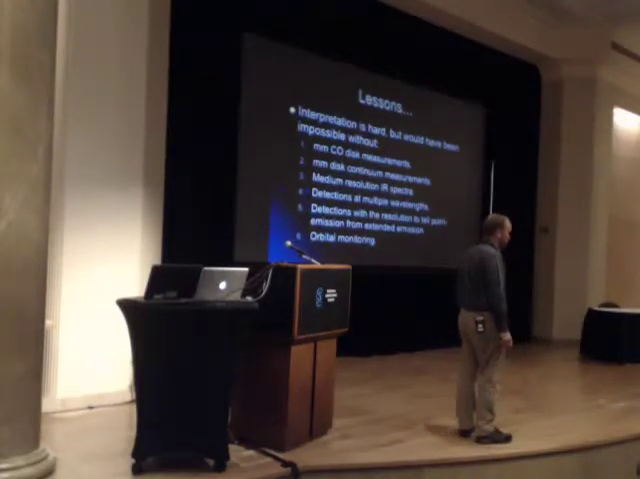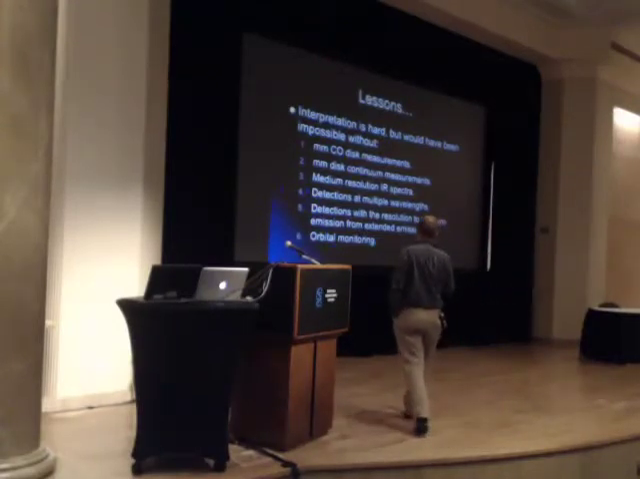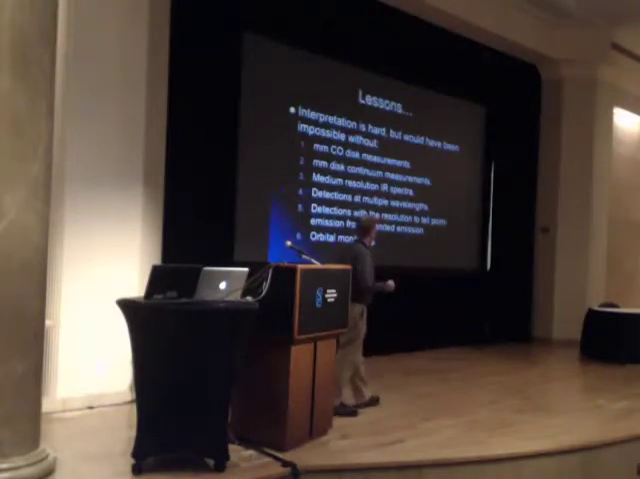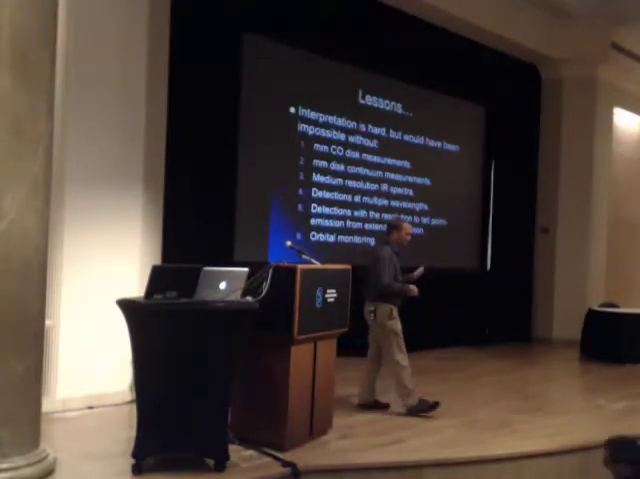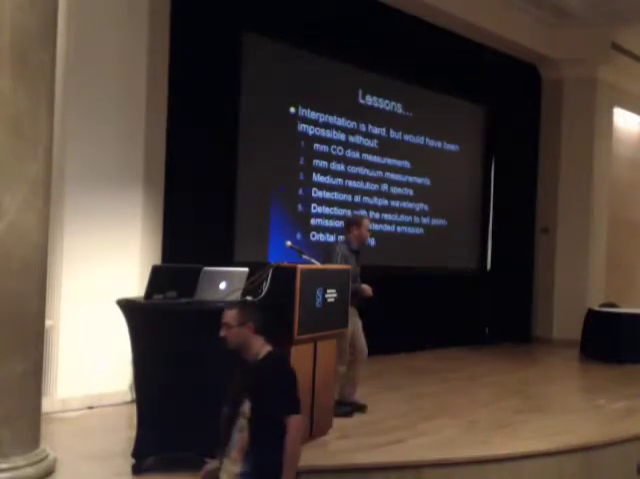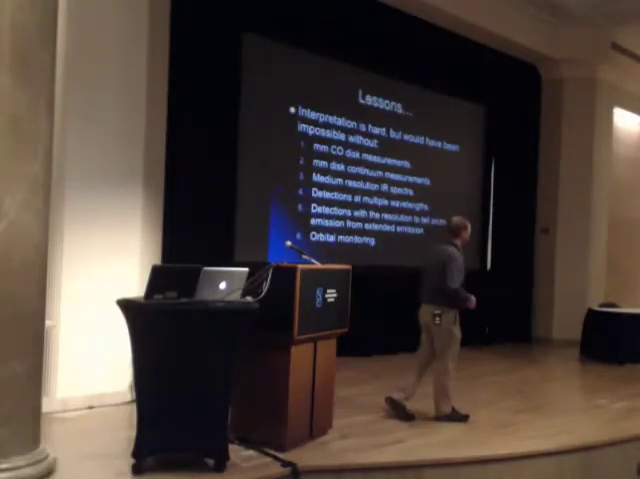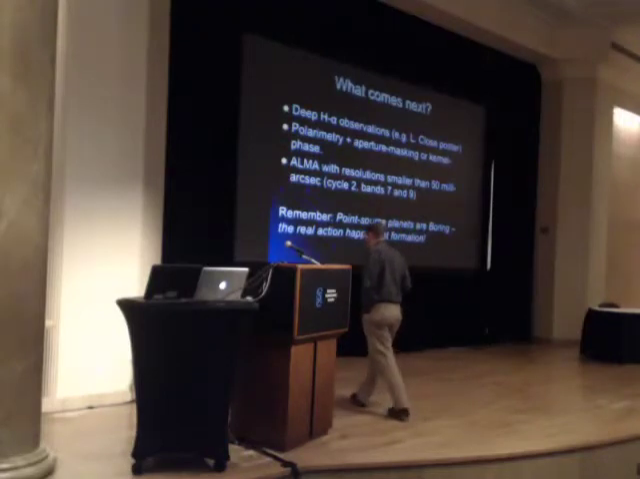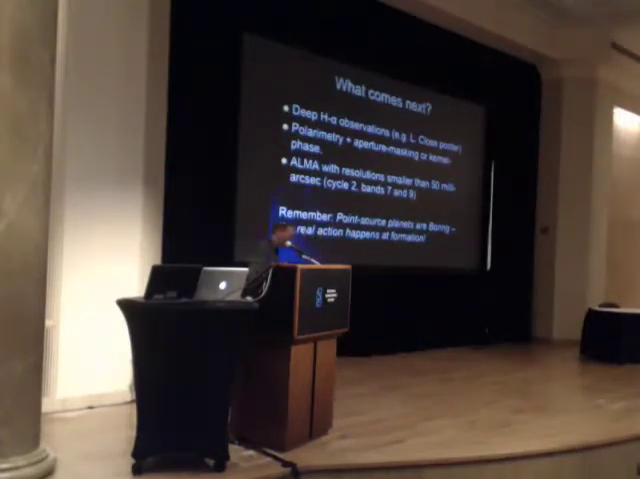But we would have had no clue at all what to publish if we didn't have a lot of extra data on this object. So in particular, the millimeter CO dust measurements, the continuum measurements, IR spectra to eliminate crazy things like PAHs, multiple wavelengths, orbital monitoring. We need all this stuff to make any conclusions. But there's still a lot to do because it's a crazy system.